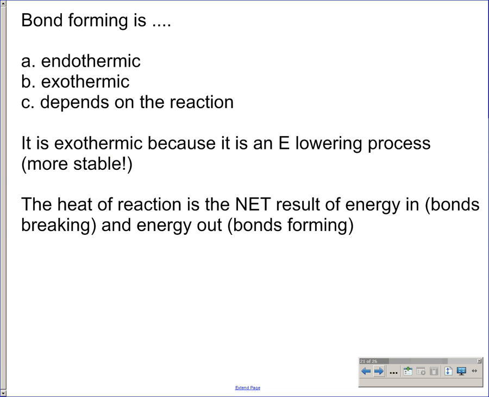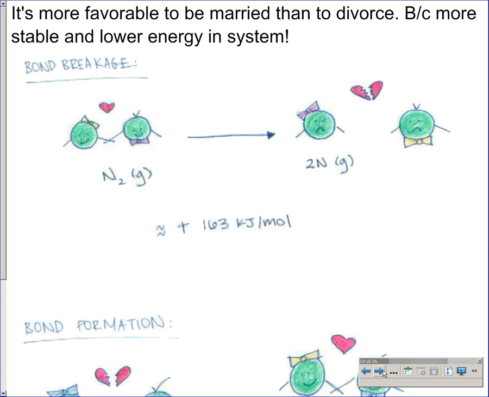Most stable is once we form bonds, it's going to be a happy place. The energy is going to be released because that pent up energy is not useful for the system anymore. We'd rather give it to the universe. The universe wants all the energy. And there's my little picture to show you that. I found this online. I thought it was super cute. So it's more favorable to be married. So nitrogen molecules together, happy.